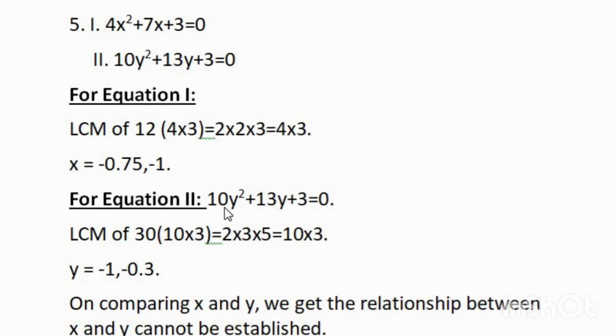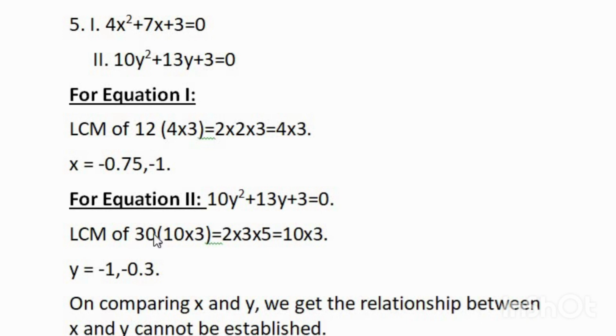Now considering equation 2, that is 10y square plus 13y plus 3 is equal to 0. Here you have to multiply the constant term and the y square term: 10 into 3 is 30. Take the LCM of that, 2 into 3 into 5, which can be written as 10 into 3. So plus 10 plus 3 gives plus 13, and plus 10 into plus 3 gives 30. So the numbers are plus 3 and plus 10. Take the opposite signs so that you get minus 3 and minus 10, and divide those numbers by 10, the y square term. So minus 10 by 10 is minus 1, and minus 3 by 10 is minus 0.3.